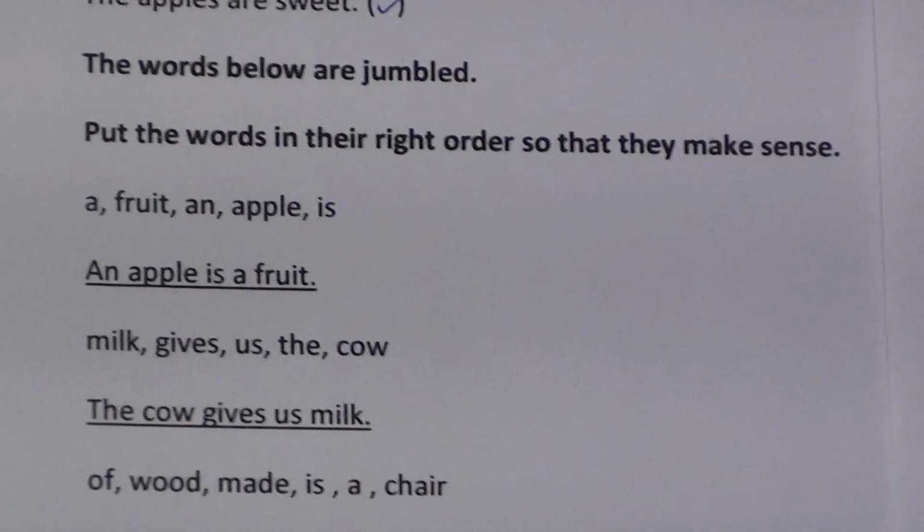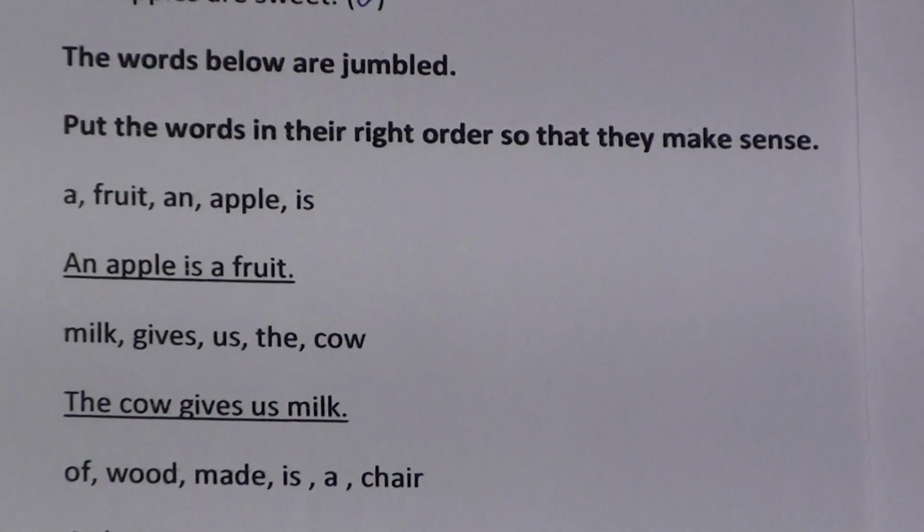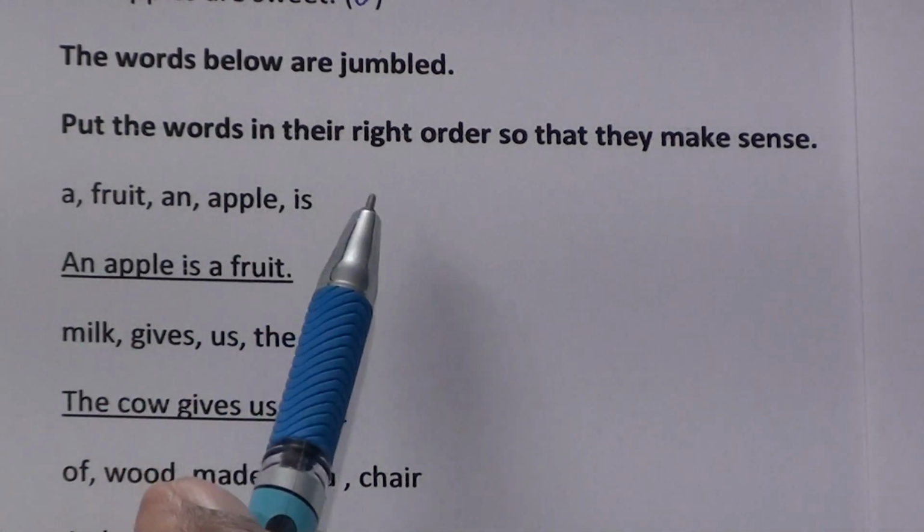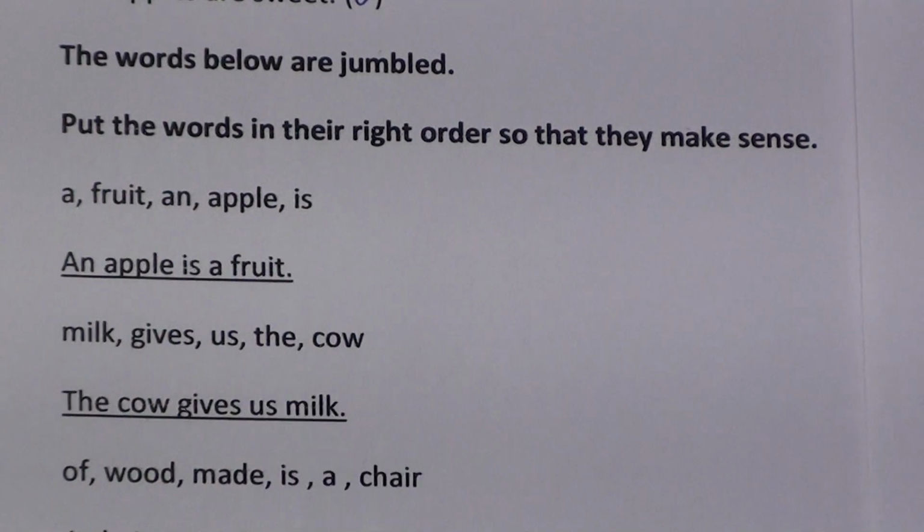Now we are going to another exercise. The words below are jumbled. Jumbled means they are not in their proper order. Put the words in their right order so that they make sense. Since the words are jumbled, they don't make a sense. In order to correct them, we put the words in their right order so that they make a sense and they become a sentence.